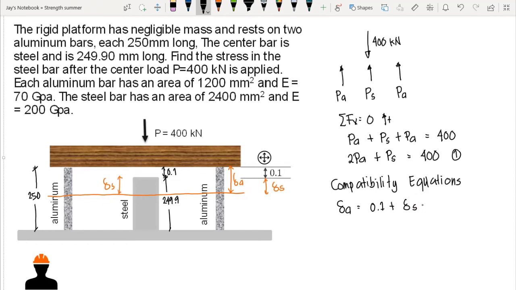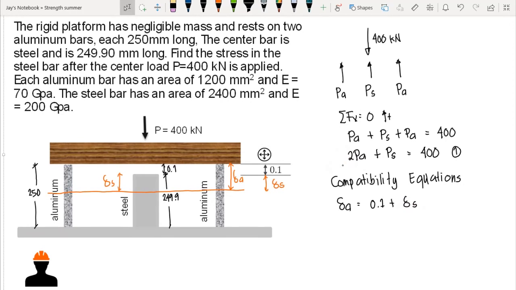But we should simplify it further, and we should create an equation that is in terms of axial force in aluminum and axial force in the steel. So how are we going to convert this into this equation? Now take note, our deformation of aluminum, that is from Hooke's law, the deformation is equal to PL over AE.